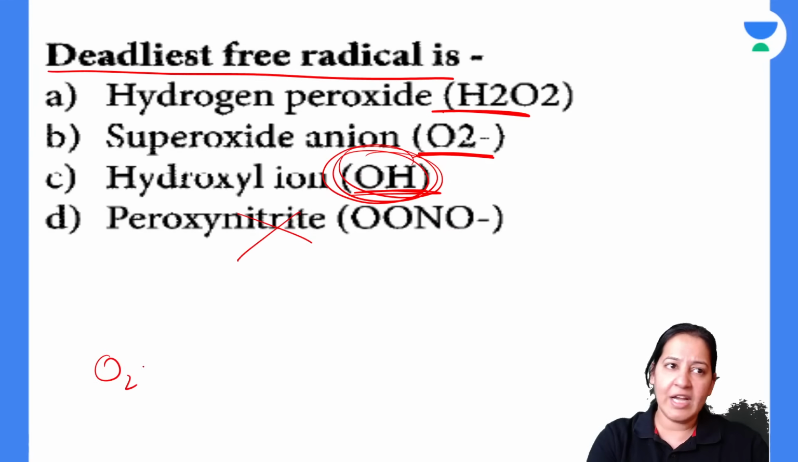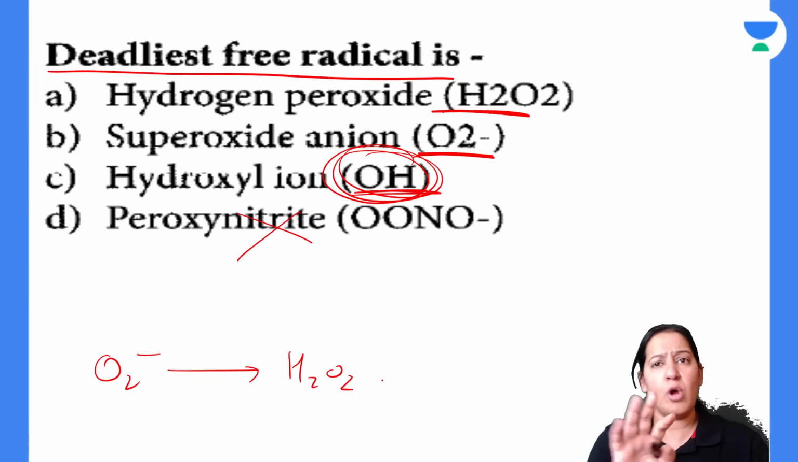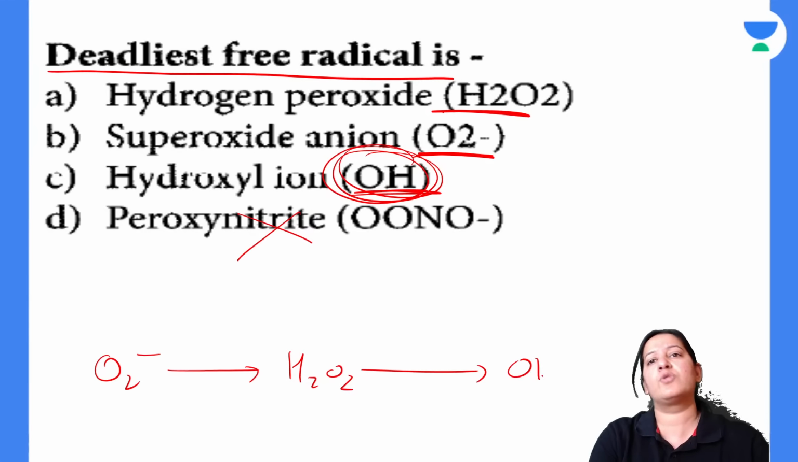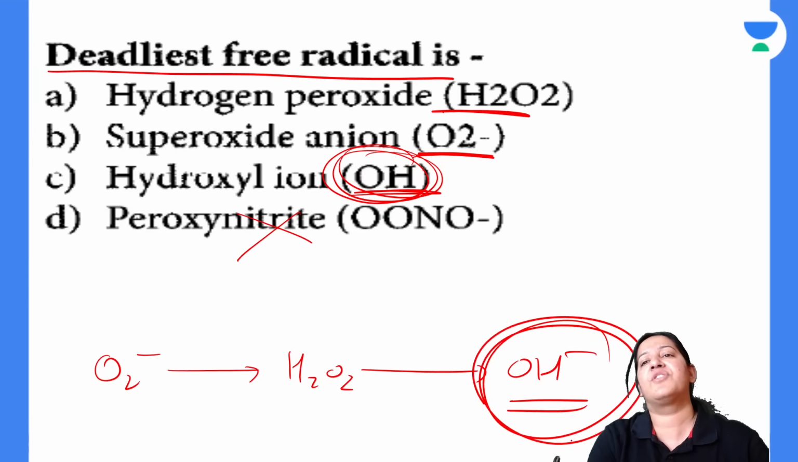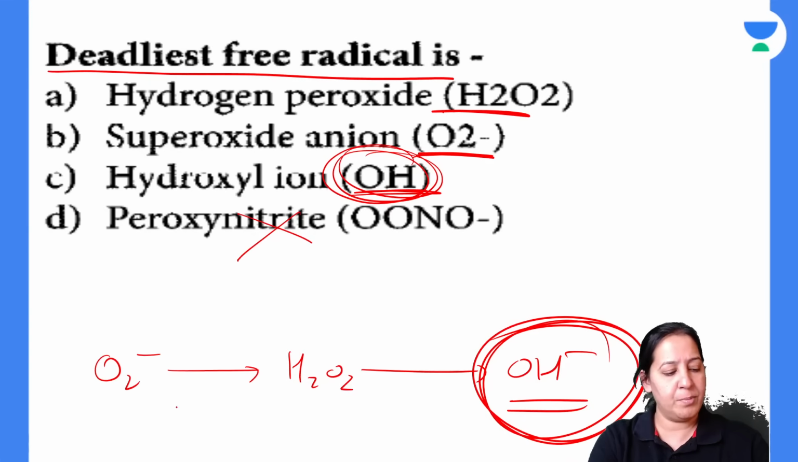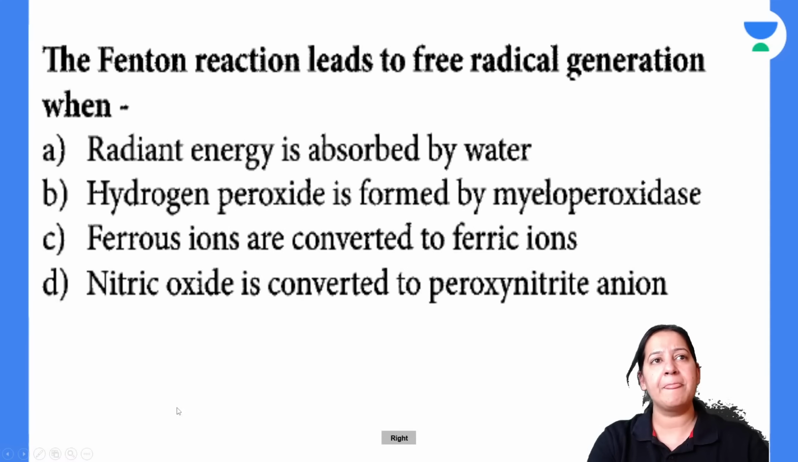So first O2 negative is formed. It is not very dangerous. It is converted into H2O2. It is also not very dangerous. The most dangerous is OH negative. That is the most dangerous, the deadliest. So the correct answer is C. Give me a thumbs up.